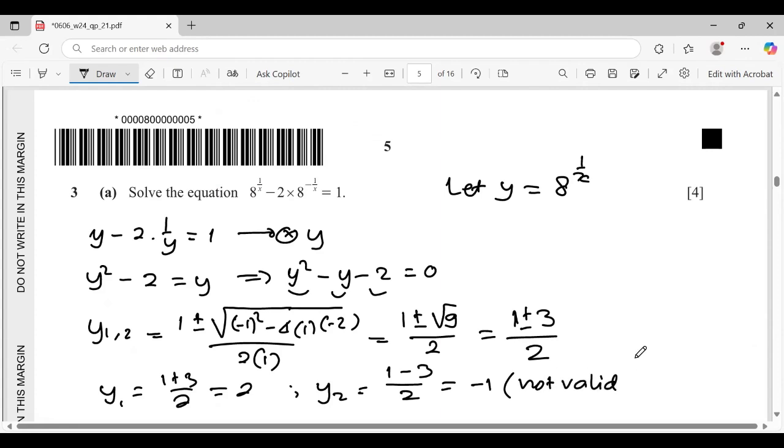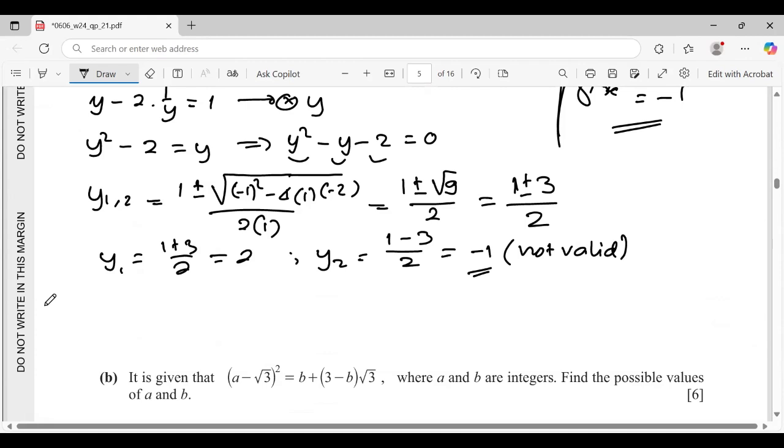But this is not valid. It is not valid because if we substitute into here, 8 power x equals minus 1, there is no solution for x. So that's why y equals minus 1 is not valid. Now we're going to use the solution y equals 2. So it means 8 power 1 over x equals 2.